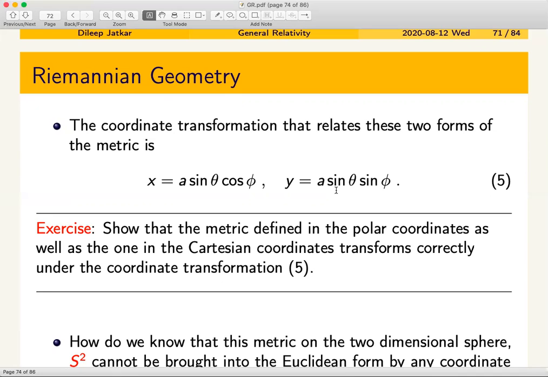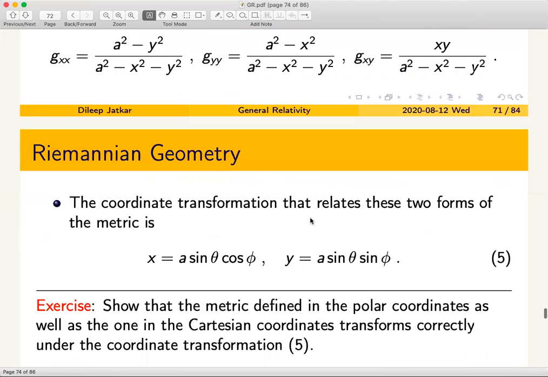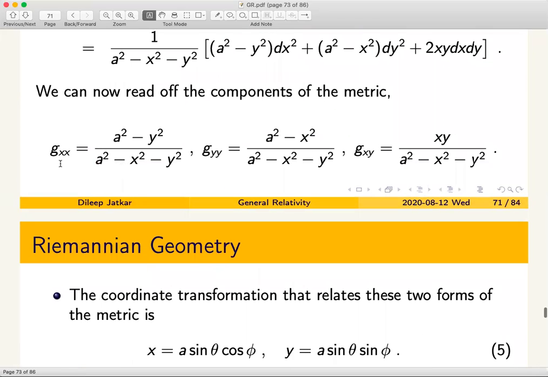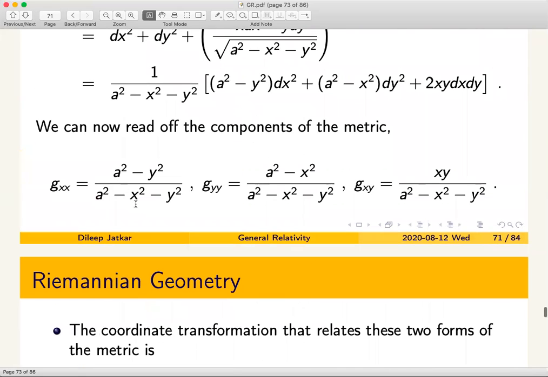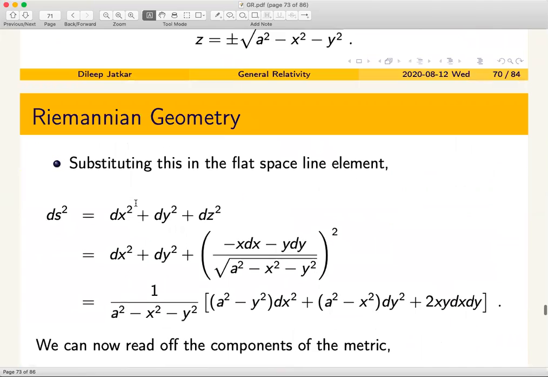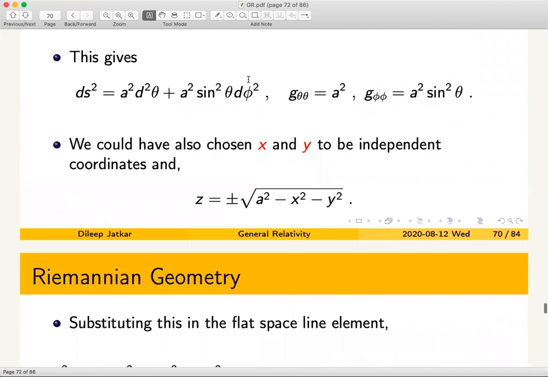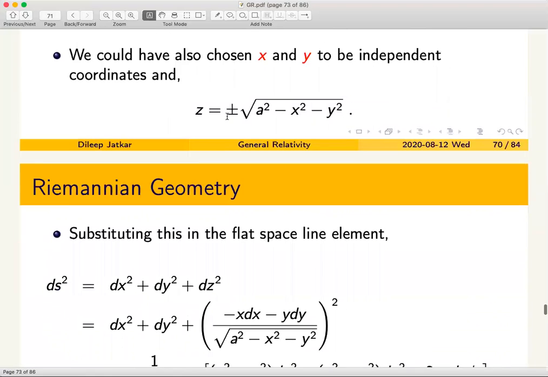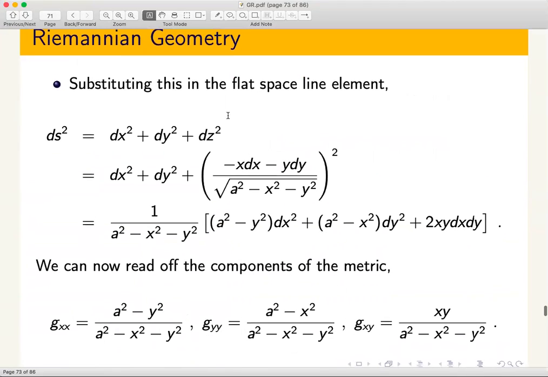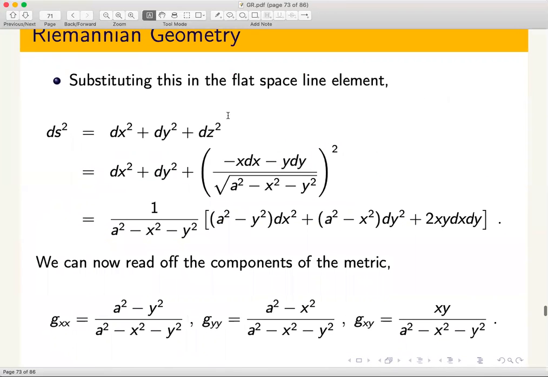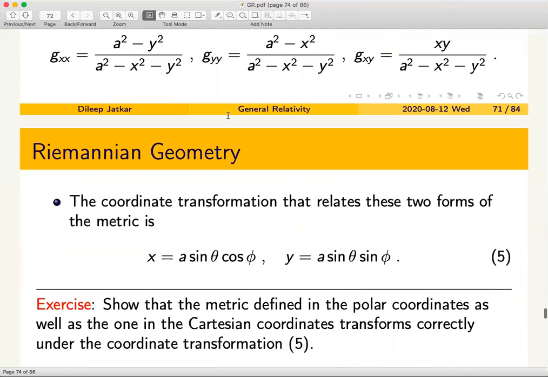So now, after having done this, you can use this coordinate choice, and you can show that the metrics that we have obtained, namely in Cartesian coordinates, look like this. And in the polar coordinates, of course, it's easy, like this. If you do a general coordinate transformation, these components of the metric would transform like components of a second rank covariant tensor. Okay, so that is the exercise.